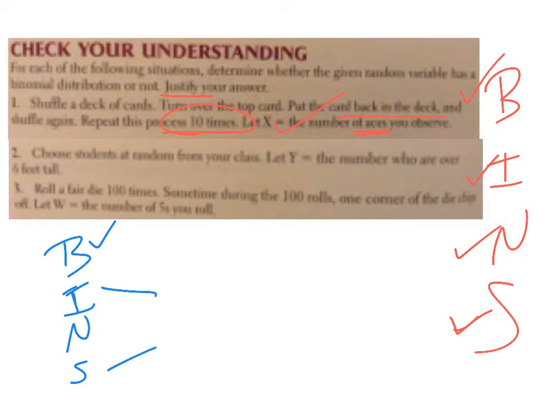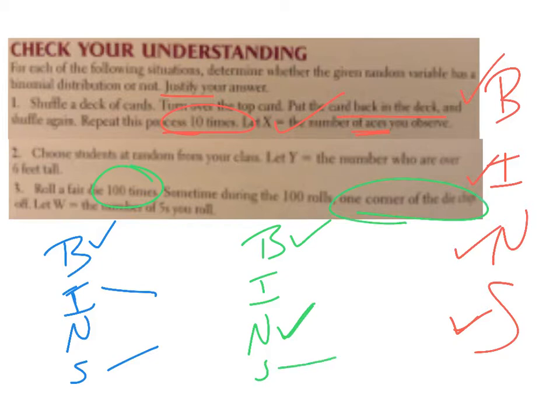And so my next one, I'm rolling a die, and I'm rolling it 100 times. So I have a set number of trials. Sometime during the 100 rolls, one corner of the die chips. W is the number of fives that I roll. So I have a success and failure, which is the number of fives. The problem I have is when that die chips, that probably changes my probabilities, and it doesn't make them necessarily 1 out of 6, because as the die rolls around on the table, the chip could affect the way it falls. So this one would not be a binomial either.